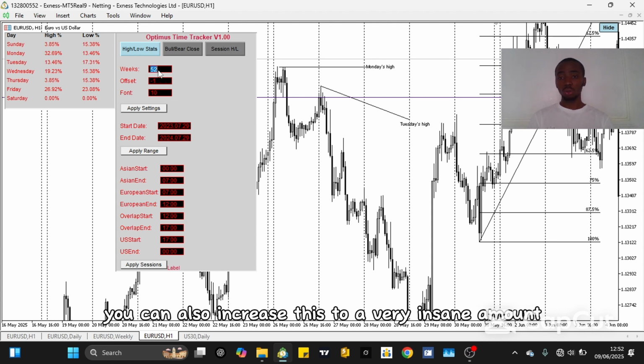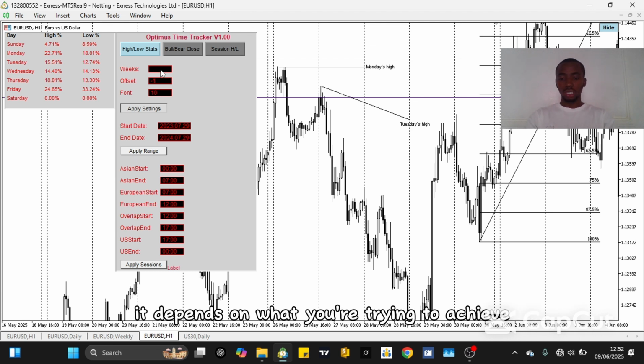You can also increase this to a very insane amount, like 500. This is the past 10 years. And when you click this, you can just get the data right there. There are so many things you can do with this. It depends on what you're trying to achieve.